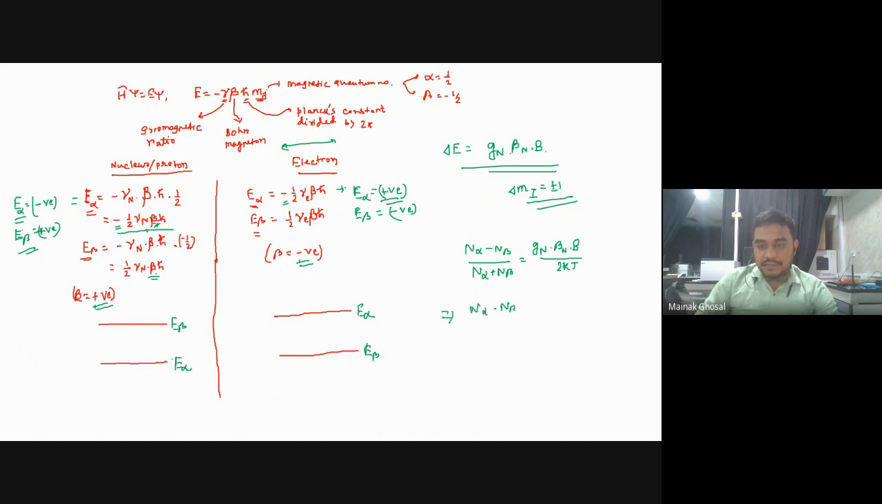And from that it was discussed that N alpha minus N beta divided by N total can be written as g_n beta_n B by 2kT. So this is the expression of N alpha minus N beta by N total.